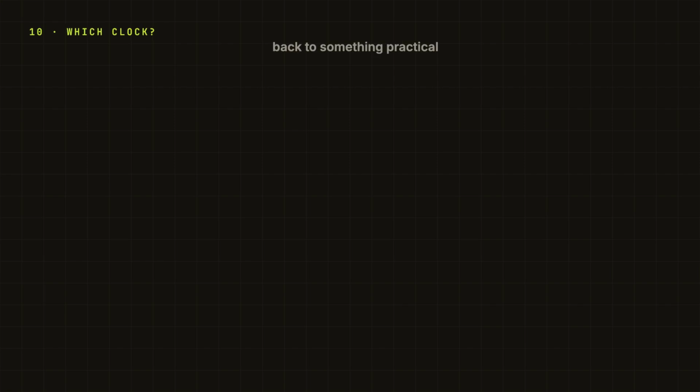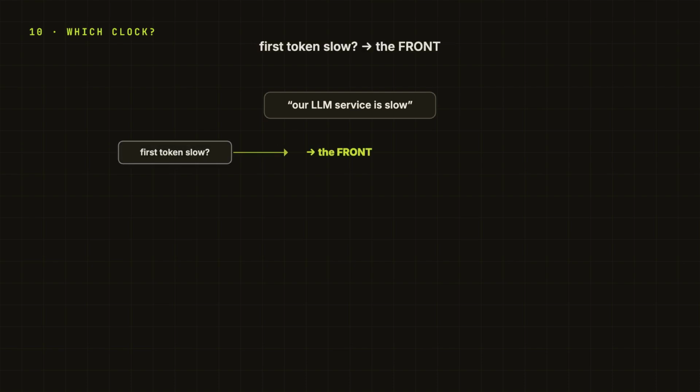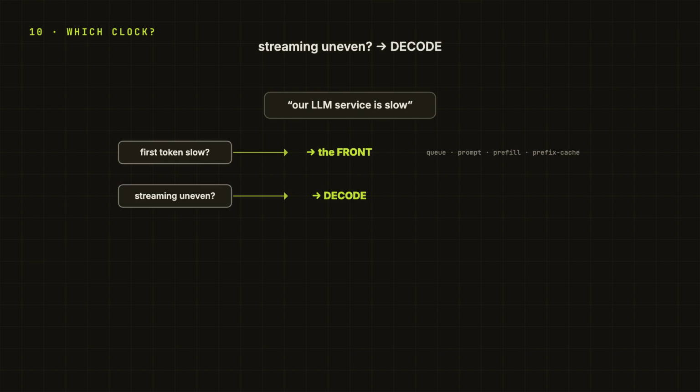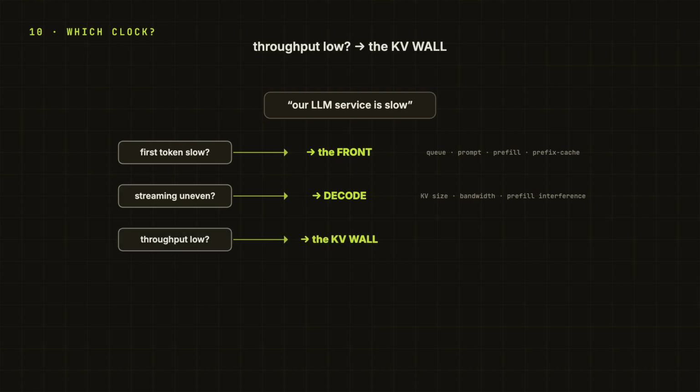Okay, so let us bring it all the way back to something practical. Someone says our LLM service is slow. With everything we have built, that sentence is now way too vague. And that is a good thing because it means you know what to ask. Is the first token slow? Then look at the front of the machine. The queue, the prompt length, prefill, whether the prefix cache is even hitting. Is the streaming slow? The tokens coming out unevenly? Then look at decode, the KV cache size, memory bandwidth, whether a big prefill is interfering. Or is the throughput just low overall? Then it is almost always the KV wall, memory capacity, the batching policy, fragmentation.